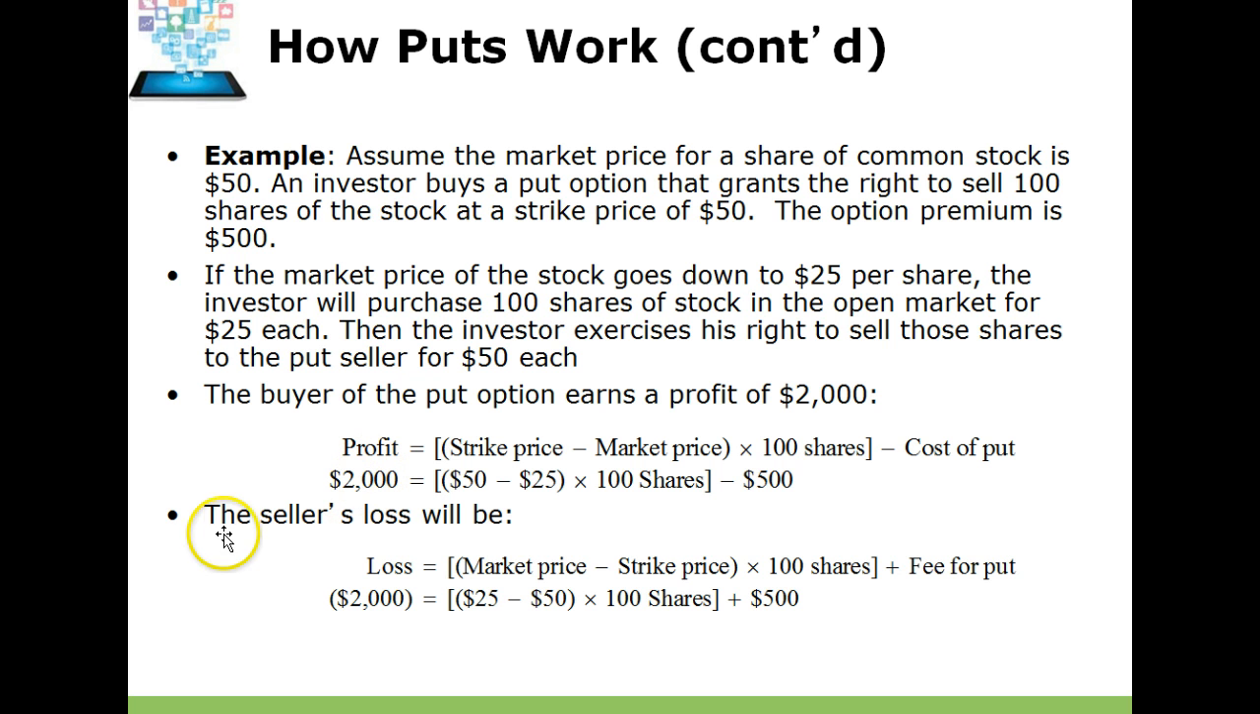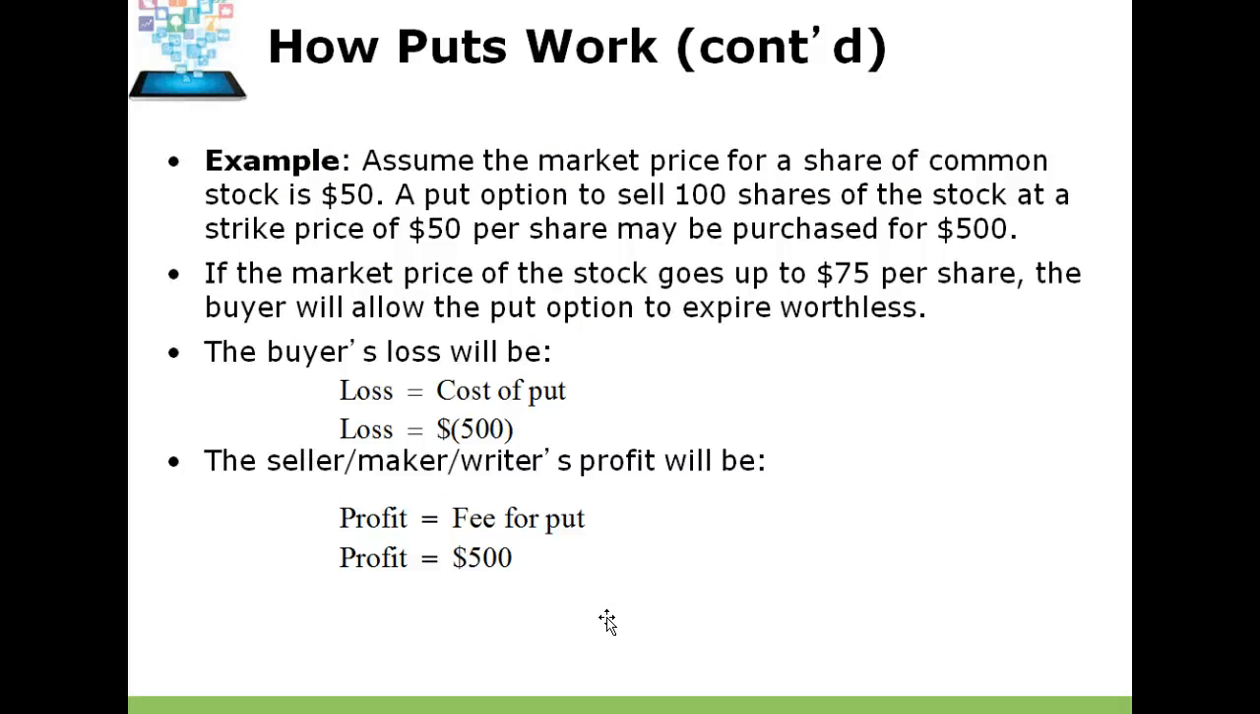Now the person who wrote this contract, the seller who wrote the contract, is going to have a loss. So we just flip the strike and market price for them. If you're the one who wrote the contract, you're going to lose $2,000 because the stock price went down.